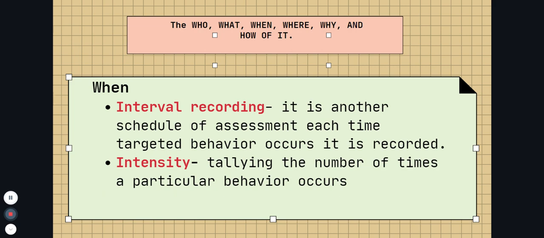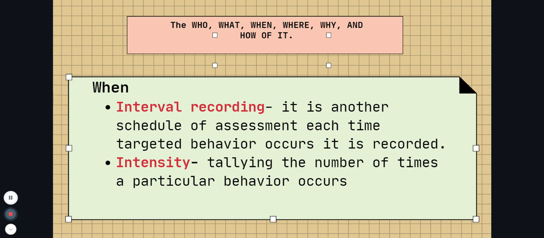Next is the intensity, tallying the number of times a particular behavior occurs. So this, say for example, how many times did the child hit his classmate, how many times did he have an outburst that day. So that is the intensity. So the record of the intensity of the behavior.